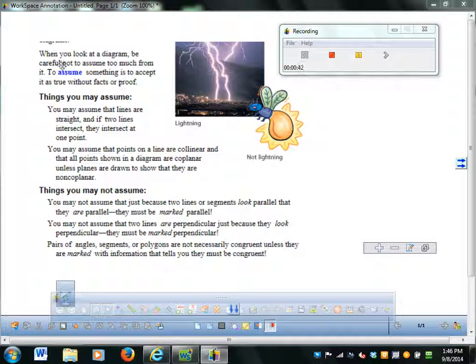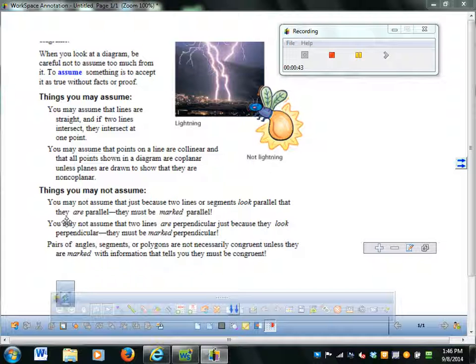So it says, when you look at a diagram, be careful not to assume too much from it. To assume is to accept something as true without fact or truth. You may assume that lines are straight, and if two lines intersect, that they intersect at one point. You may assume that points on a line are collinear, and that all points shown in a diagram are coplanar unless planes are drawn to show that they are not coplanar. Now, things that you may not assume.